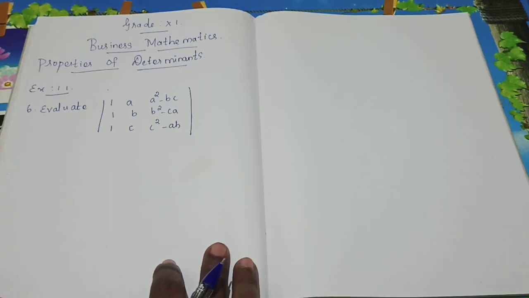In our last class, we were learning about the properties of determinants. We have learned 7 properties of determinants and completed some problems in that section. I hope you all completed the home assignments and got a thorough knowledge of the properties of determinants. So, in today's class, in exercise 1.1, 3 problems are remaining, and we will complete them in today's class.